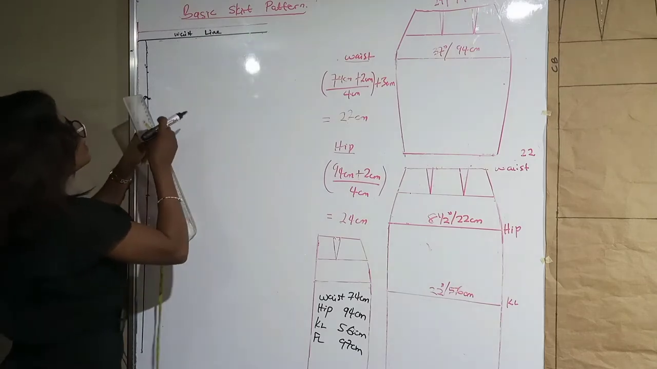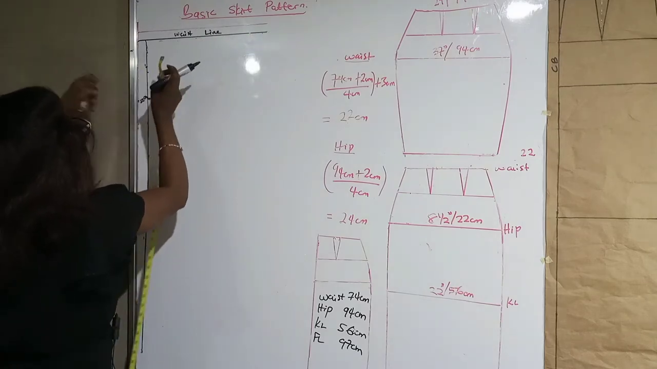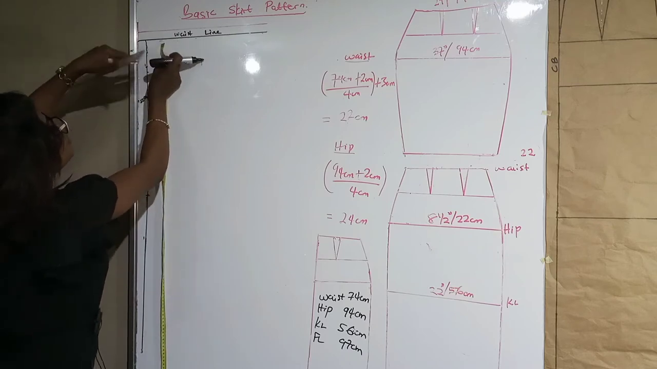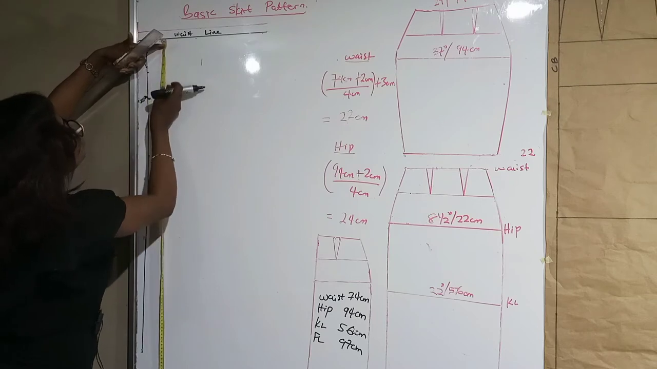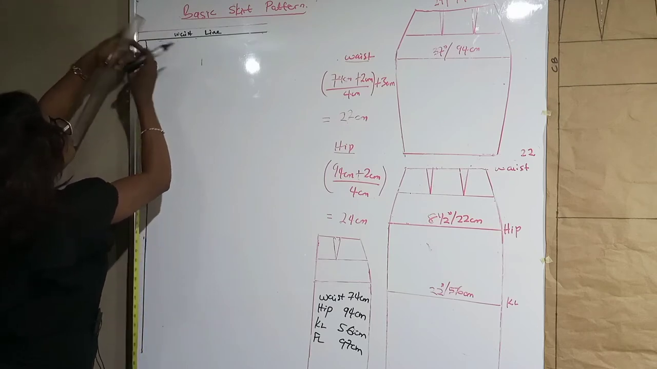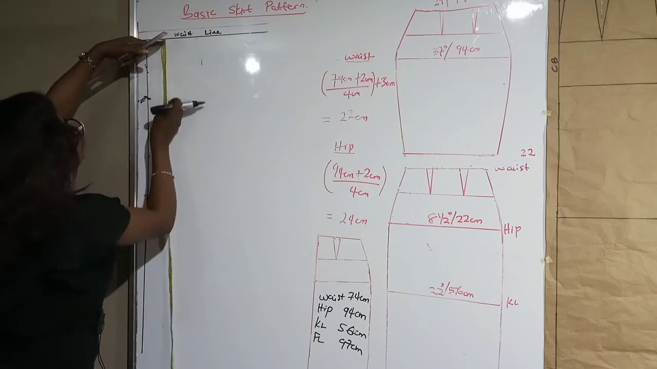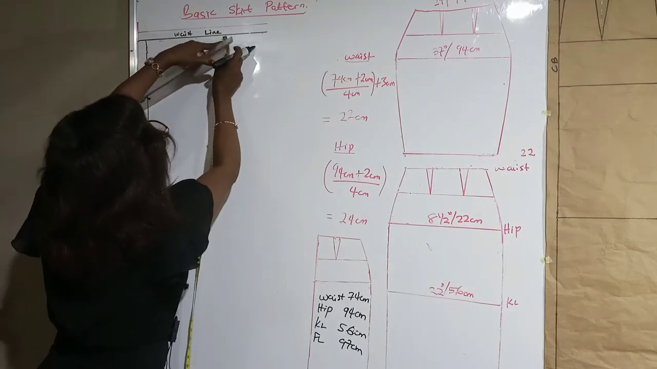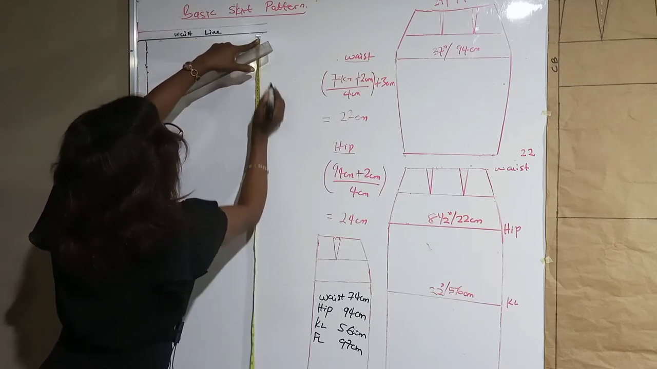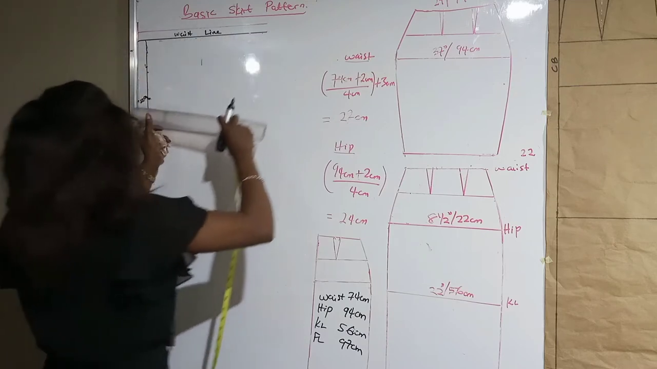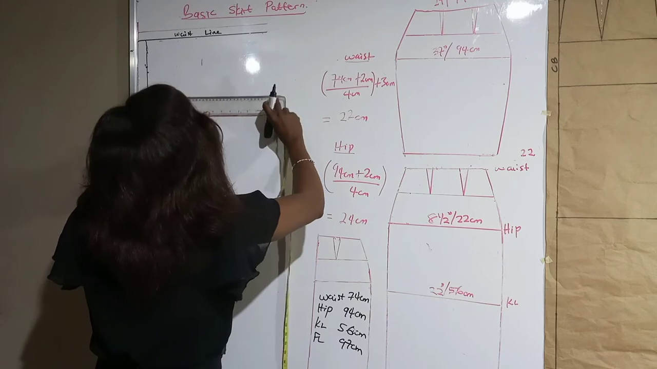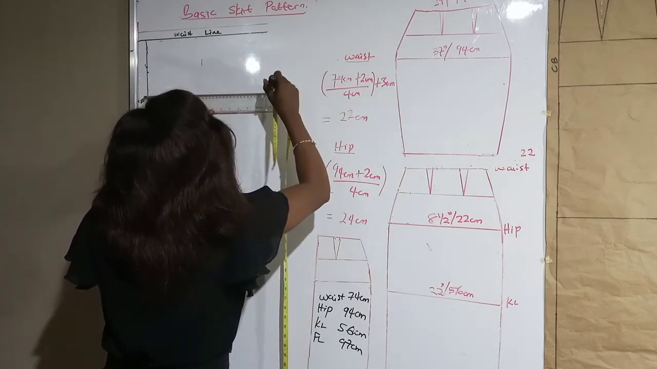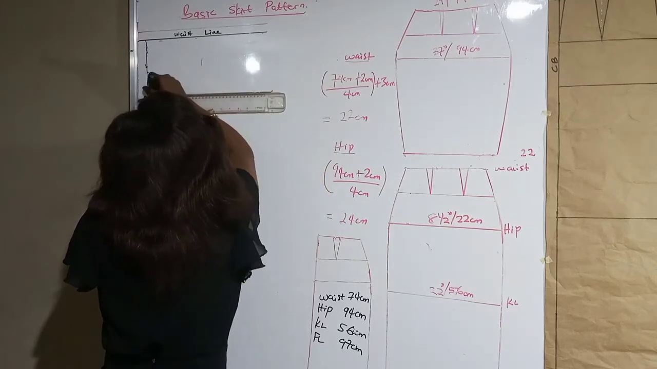Now, from the waist line, you want to place the waist to hip distance. Mark 22 cm from the waist. When you are done, just connect the line together. Make sure that you are using a good ruler for that.